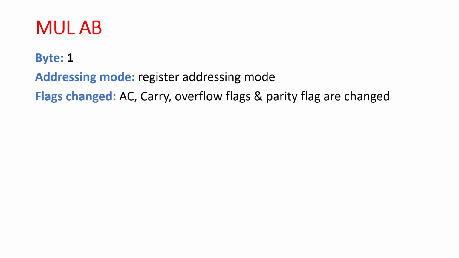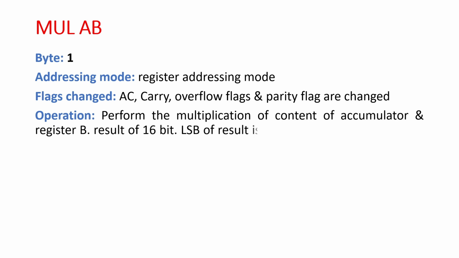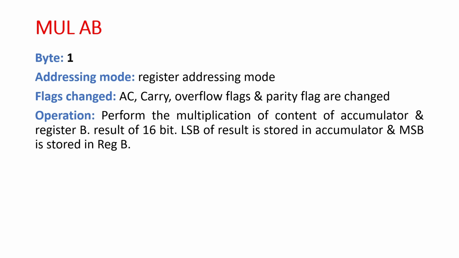Now see the next instruction, MUL AB. That means multiplication of the content of accumulator and register B. This is a 1 byte instruction. Addressing mode is register addressing mode. Flags changes: auxiliary carry, overflow and parity flags are changed. Now see the operation. This instruction performs the multiplication of content of accumulator and register B and the result is of 16 bit. So from that, LSB of result is stored in accumulator and MSB is stored in register B.